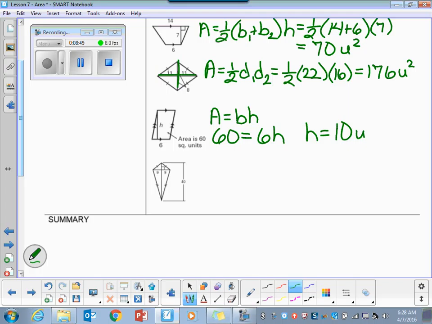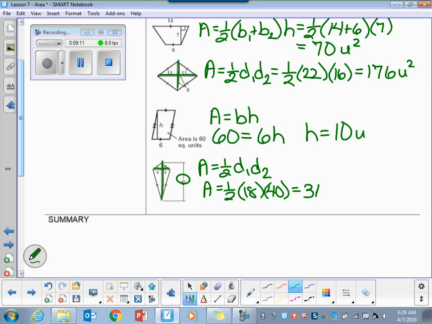And finally, I've got a kite. So area equals 1/2 diagonal 1 times diagonal 2. Let's see, that's going to be 1/2. This diagonal is 18, but this diagonal is labeled out here, it's 40. So half of 18 is 9. 9 times 40 is 360 units squared.